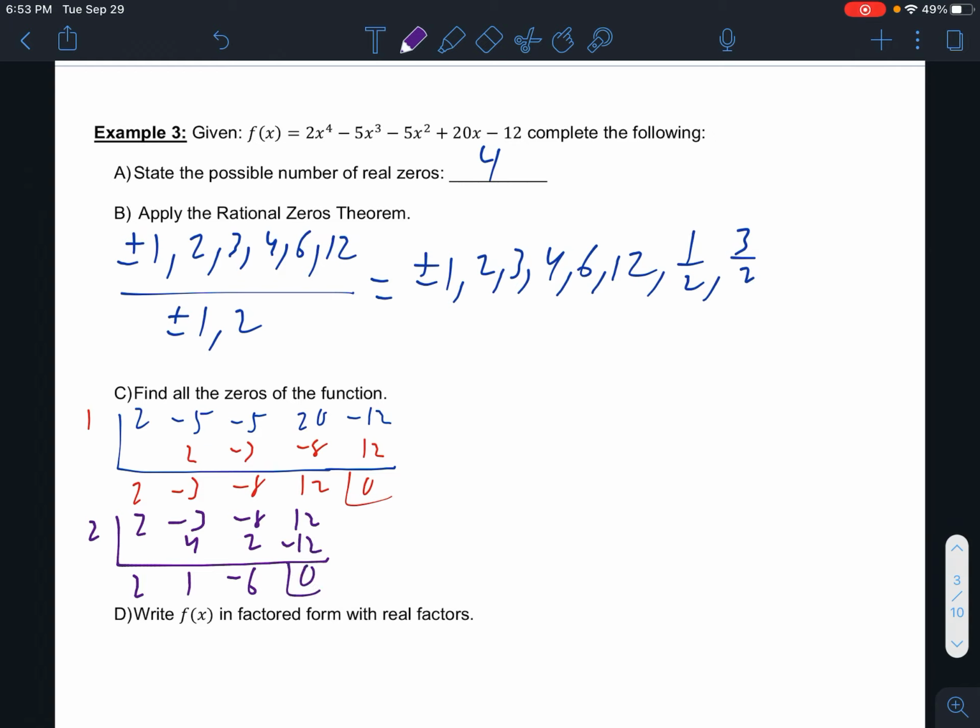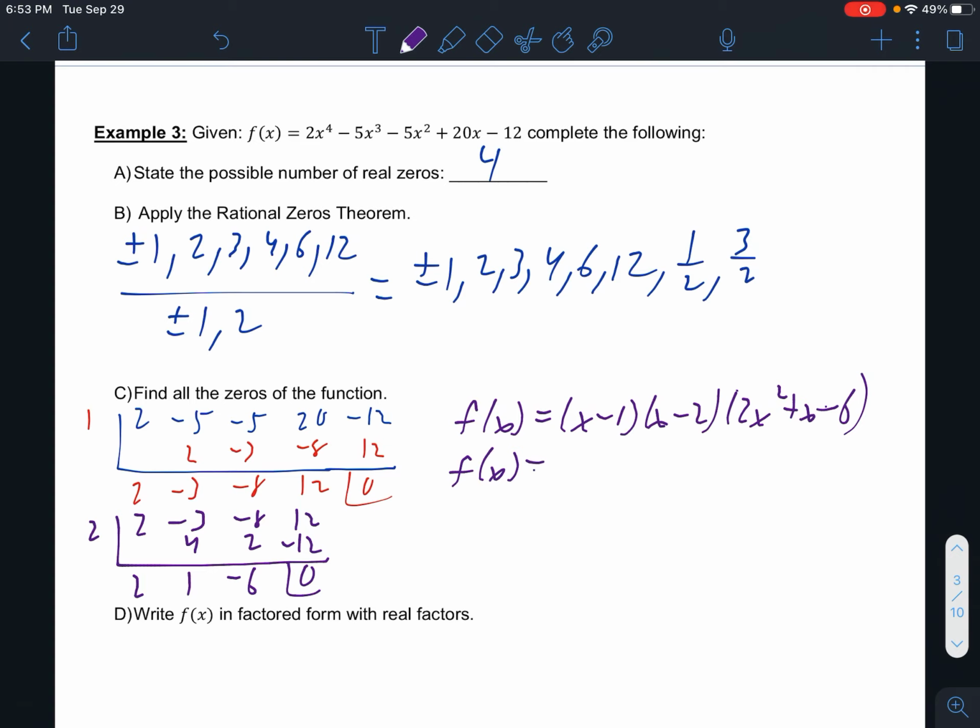And man, we are really getting lucky today. Both 1 and 2 work. So now I can rewrite my equation of f of x equals x minus 1, x minus 2, 2x squared plus x minus 6.